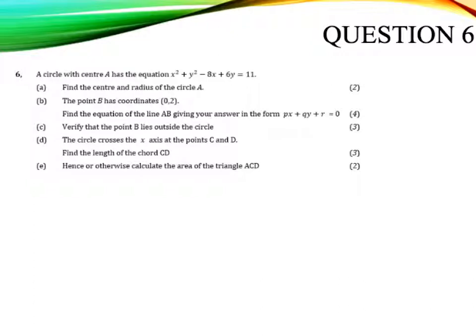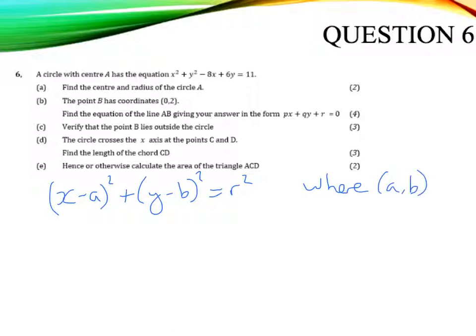So this is all about completing the square. We know that we are looking for something in the form (x minus a) all squared plus (y minus b) all squared equal to r squared, where a comma b is the coordinates of the centre and r is the radius. So what we're going to try and do is get it looking like this.